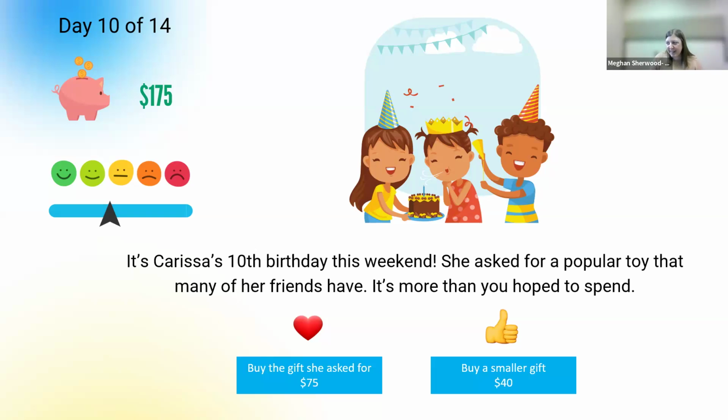Do we buy her the gift that she asked for, knowing that it's $75? Or do we buy her a smaller gift for $40? So thumbs up if you think smaller gift, heart if you think buy her the one she asked for. I'm seeing lots of thumbs up, so I think we'll go with the smaller gift.